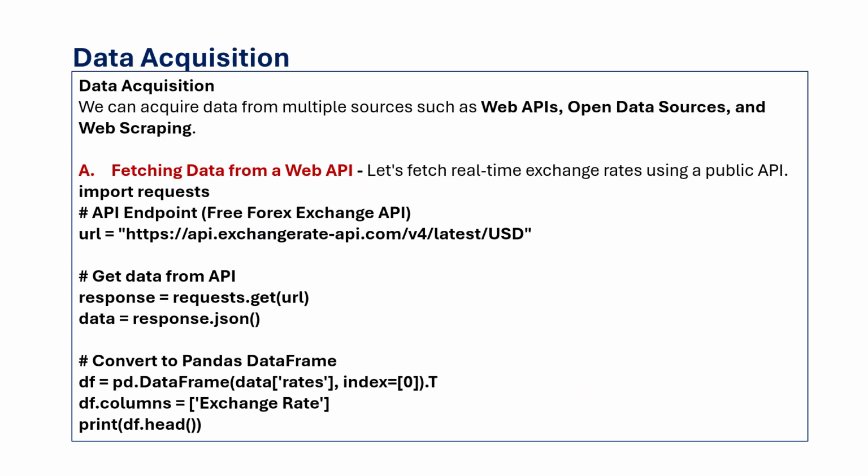Data acquisition. Now we can see how to acquire data using a web API. A web API allows us to collect data from an online service in a structured format. In real-time applications, APIs are commonly used to get live information such as weather details, stock prices, currency exchange rates, and social media data.